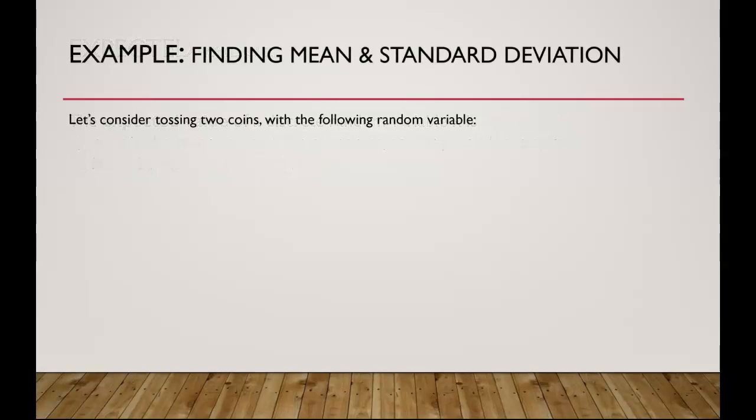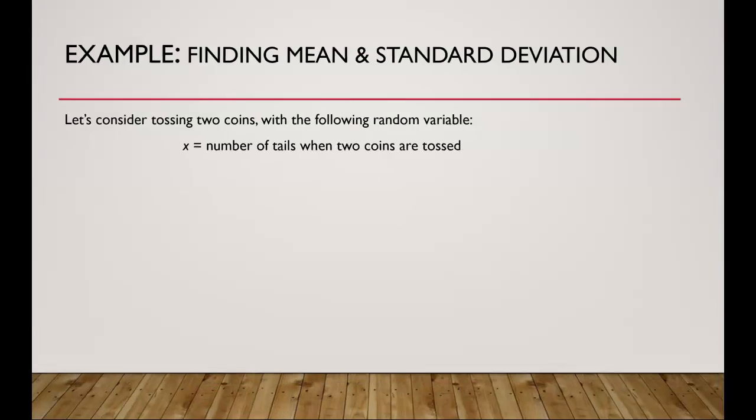Let's consider tossing two coins with the following random variable, x, that represents the number of tails when two coins are tossed. When we toss one coin, we can get heads or tails. When we toss another coin, we can get head or tail. So we have 4 possible outcomes: head, head; head, tail; tail, head; and tail, tail. This is our sample space that represents all possible outcomes. We would expect tail 1 out of 2. It's either tail or head, right?